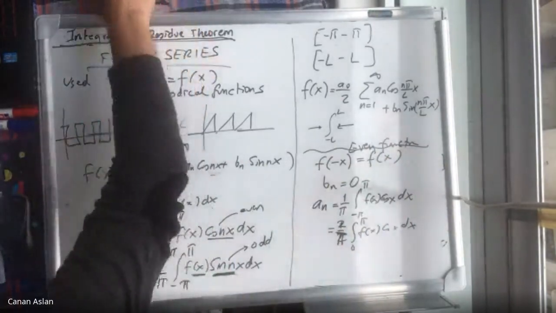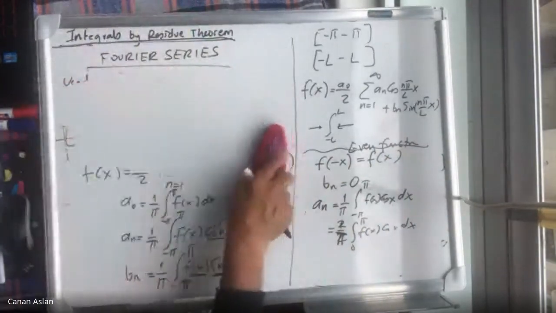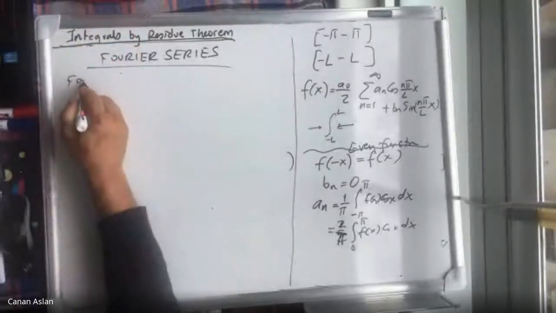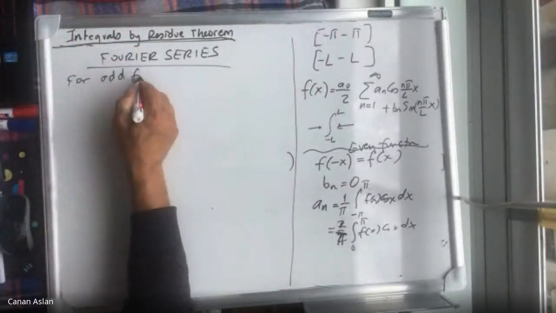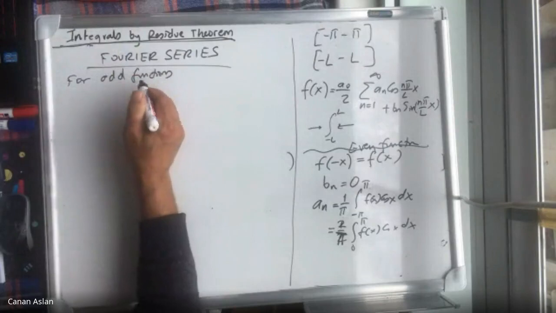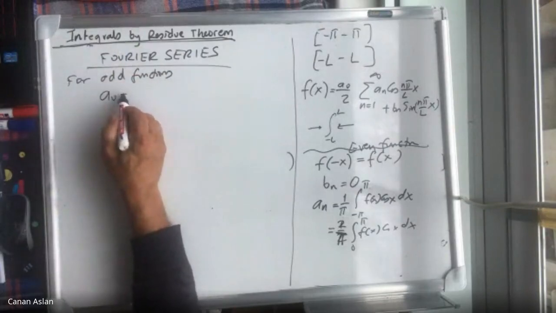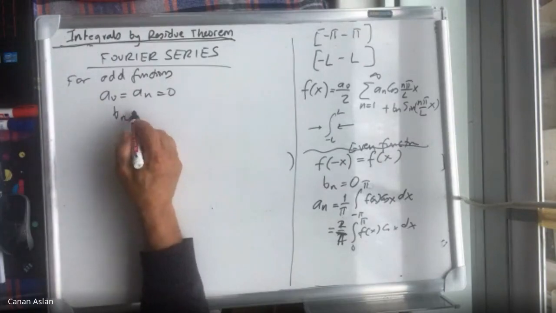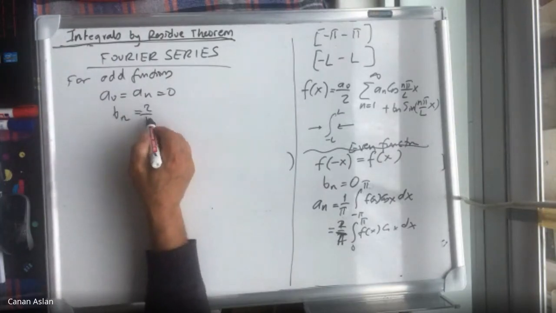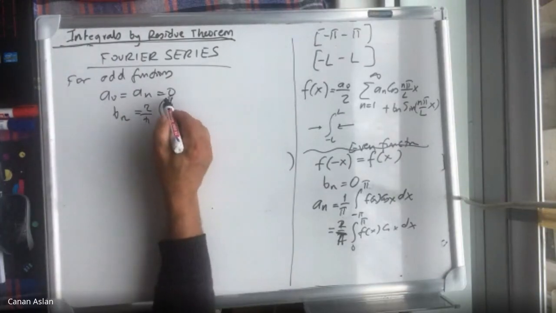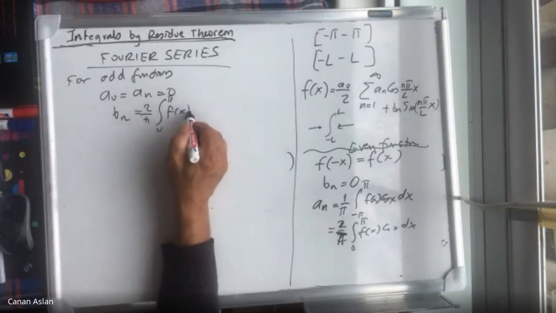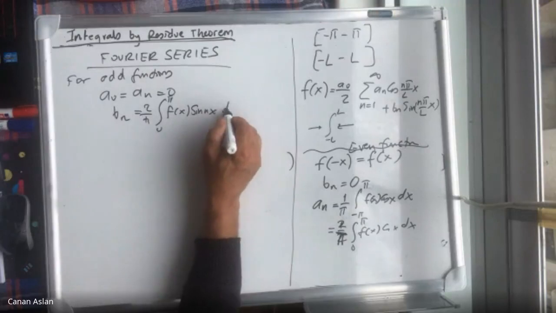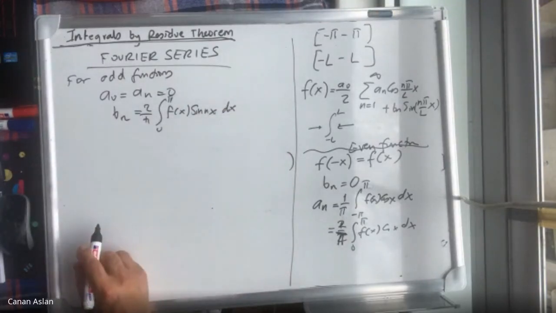For odd functions, a0 and an will be equal to 0, but bn will survive. bn will be just 2 over pi times the integral from 0 to pi of f of x sine nx dx. So this will survive. Now let's give an example.